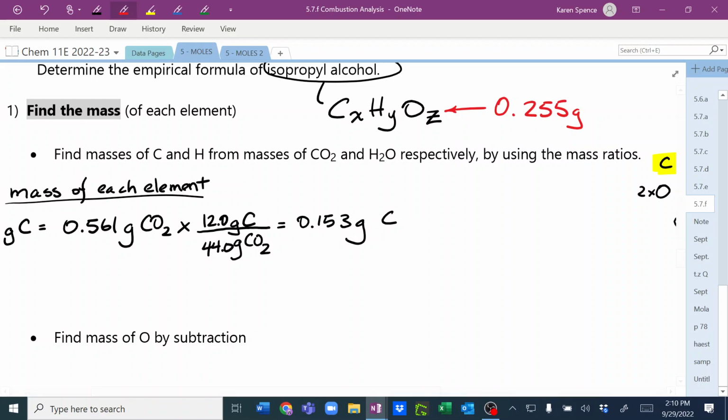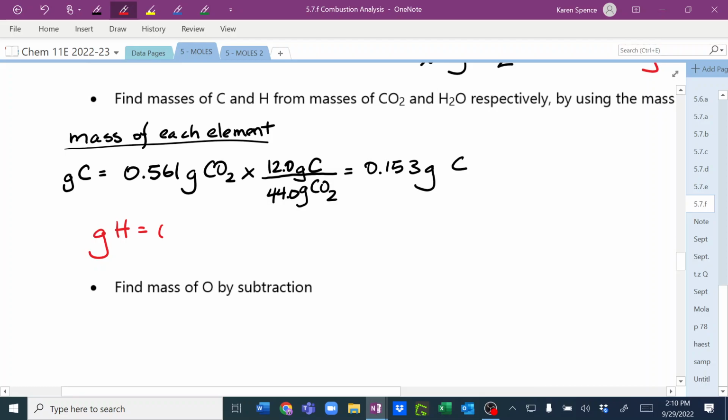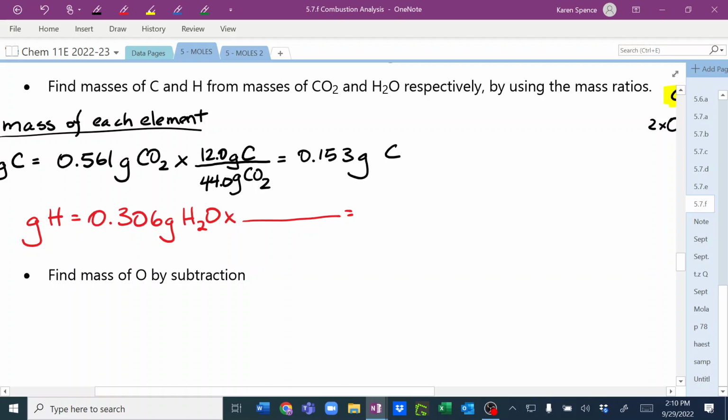All good. Okay, cool. Now we're going to find our grams of hydrogen. Grams of hydrogen, what are we going to start with? We're going to start with our H2O, 0.306 grams. Whoops, H2O. I wrote CO2, silly me. And again, do you happen to know the molar mass of water? What is it? 18. If not, you can write that over on the side somewhere. So we want to cancel grams of water and find grams of, are we finding grams of H2 or grams of H? Just H.